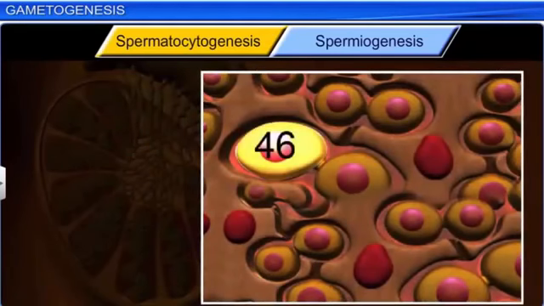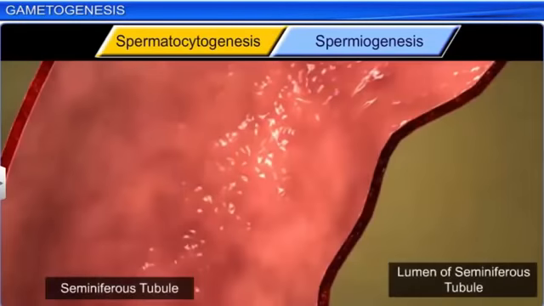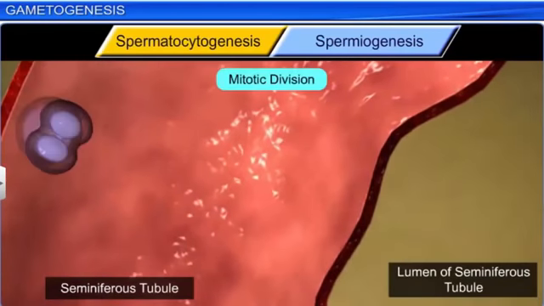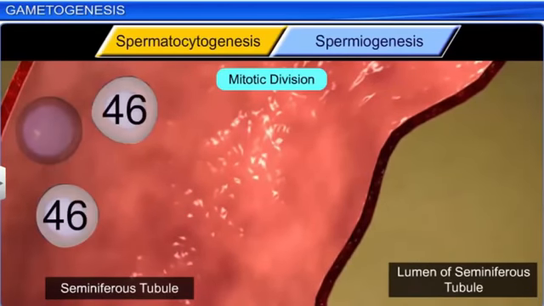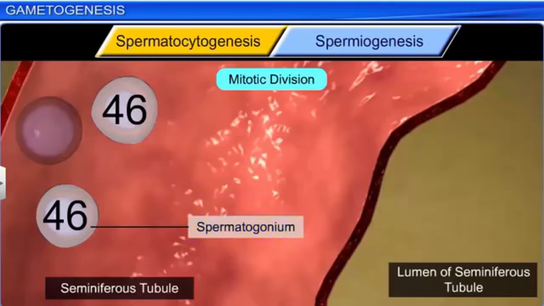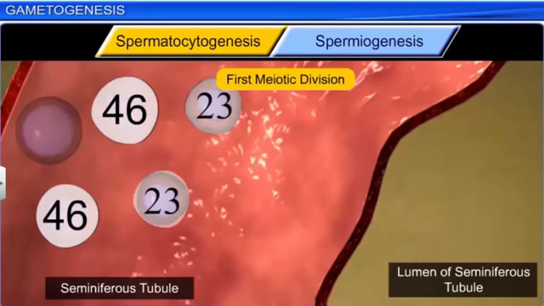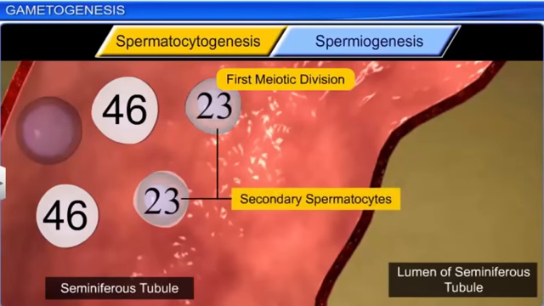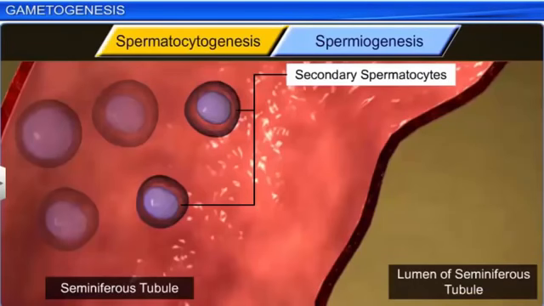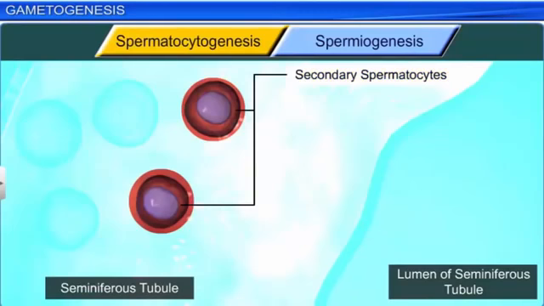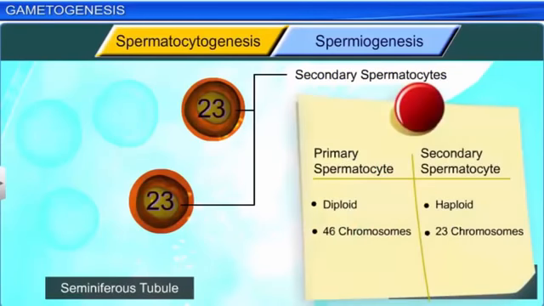Some of these spermatogonia divide mitotically to form 2 daughter cells. Of these 2 daughter cells, one remains the spermatogonium, while the other one becomes the primary spermatocyte. This primary spermatocyte divides meiotically to form 2 equal cells called secondary spermatocytes. Unlike primary spermatocytes, secondary spermatocytes are haploid cells containing 23 chromosomes each.